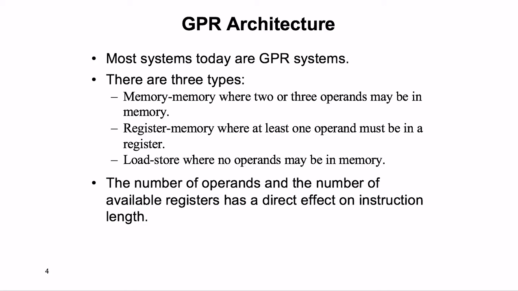Most of the systems today are GPR systems, and basically we have three types of GPR architecture. First is memory-memory, where two or three operands may be in memory. The second type is register-memory, where at least one operand must be in a register. The third type of GPR is load-store, where no operand may be in memory. The number of operands and also the number of available registers has a direct effect on the instruction length. You can see some examples later on.